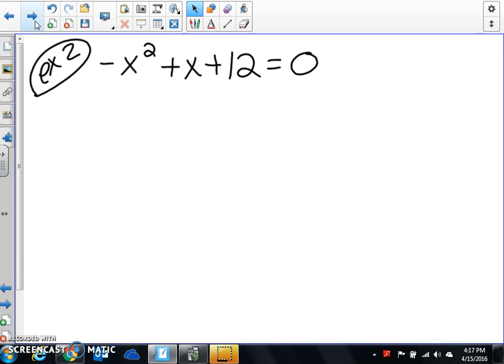Next one. All right, so we always want it to equal 0, so that's good. So let's go ahead and go to our calculator. We're going to find the solution. Once again, you could find the discriminant, and let's do that real quick.